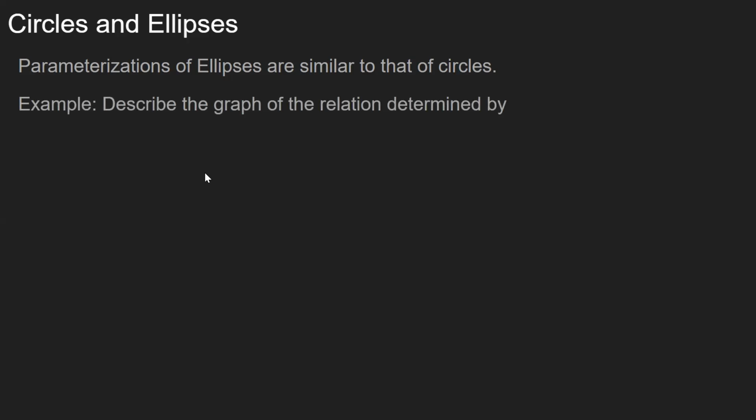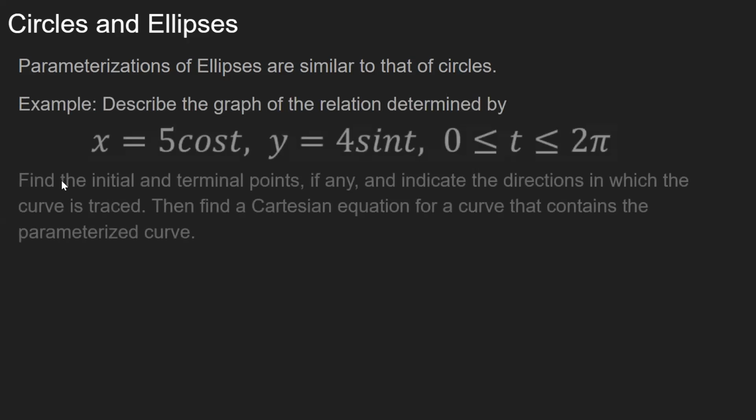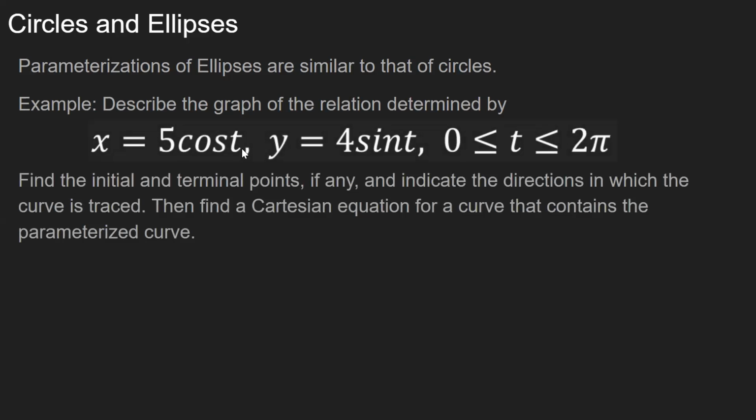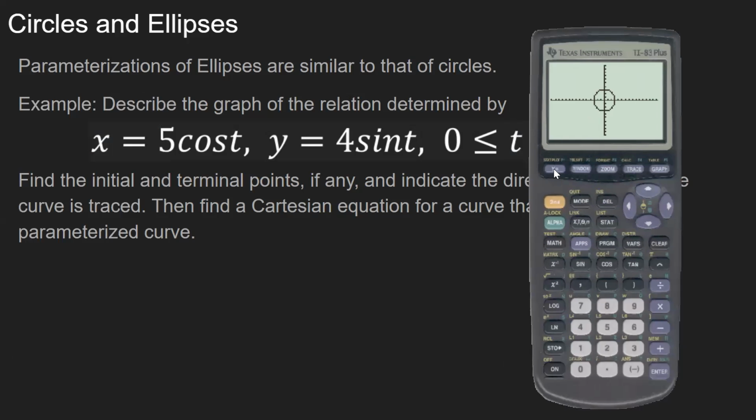All right, so we want to describe the graph of the relation determined by x equals 5 cosine t and y equals 4 sine t from 0 to 2 pi. Again, we're going to find the initial and terminal points and indicate the direction in which the curve is traced. Now, if we go to the y equals menu and put in 5 cosine t and 4 sine t, let's check the window. 0 to 2 pi, we're good there. We're going to do zoom 5, which is square.